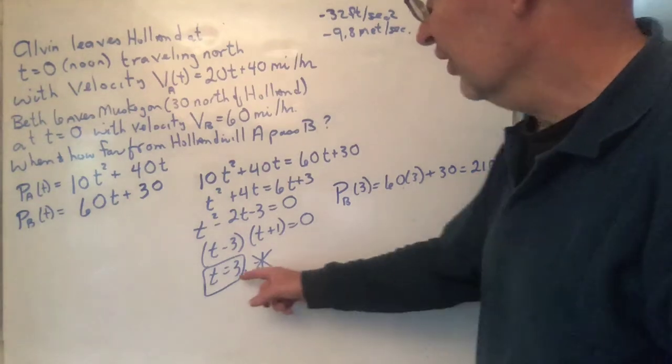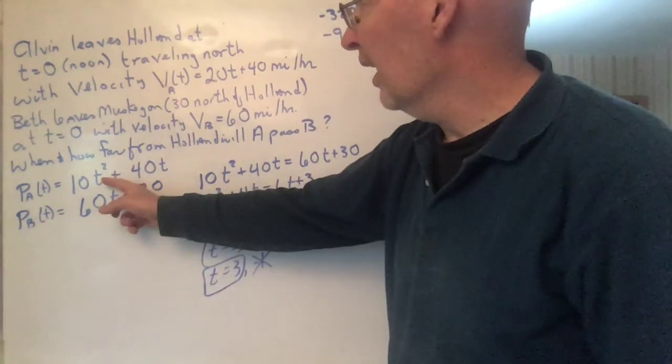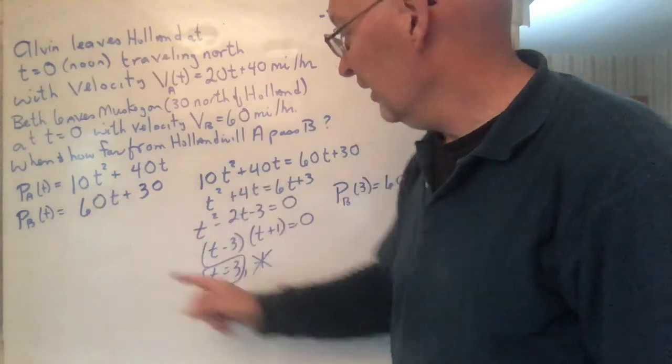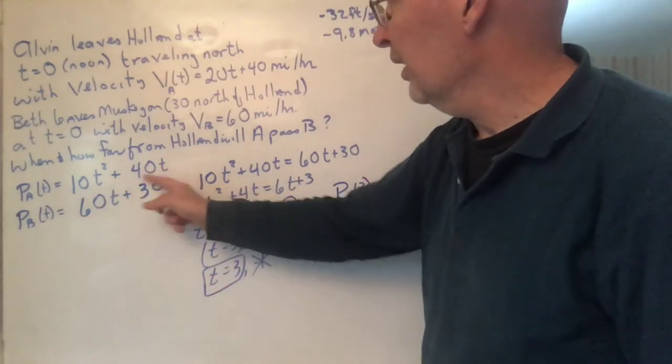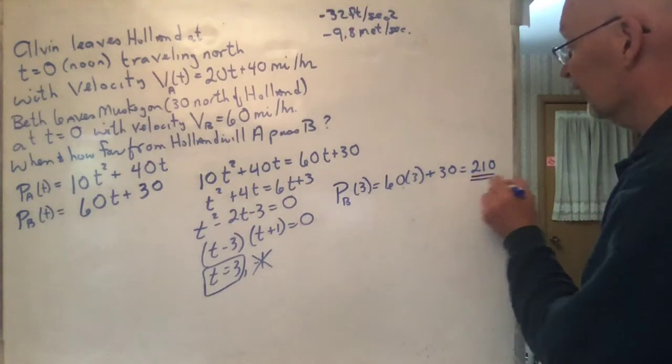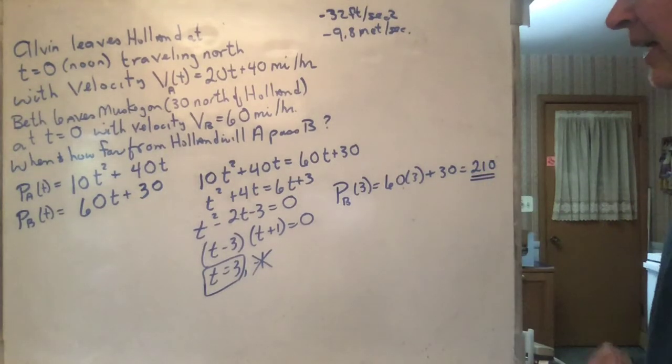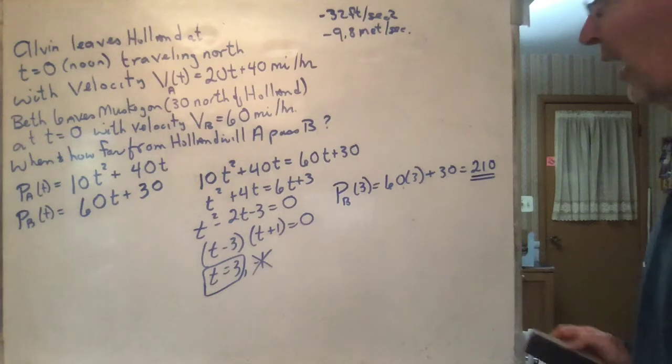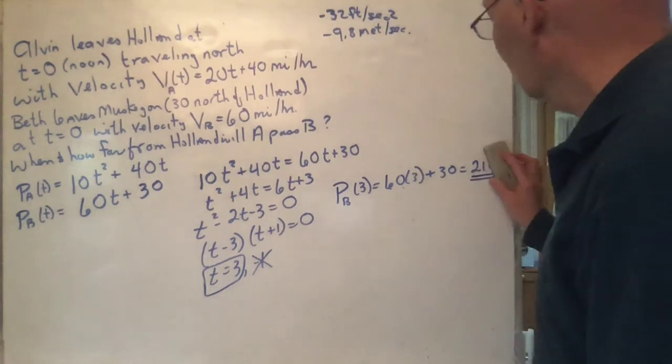And we might as well check it out. If you put a 3 in here, you're going to get 9. 9 times 10 is 90 plus 120. 90 plus 120 is also 210. So there's how far he is from Holland when he passes her. Okay, so there's a place for antiderivatives.